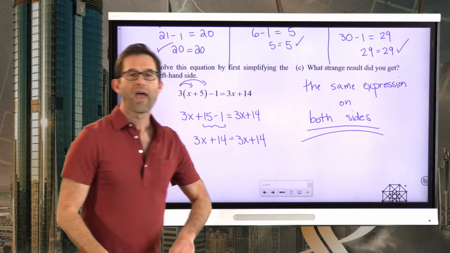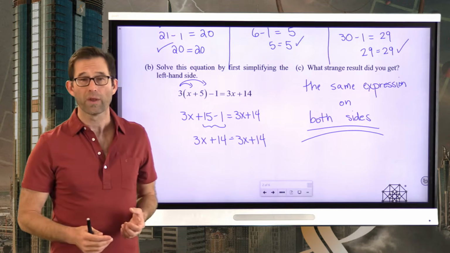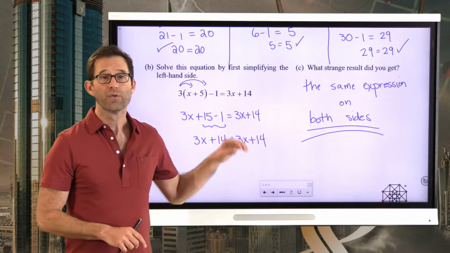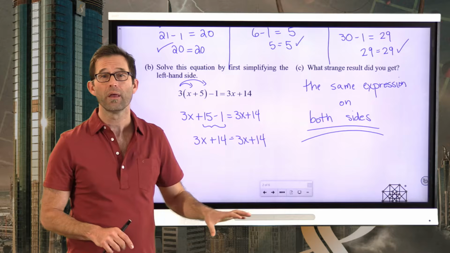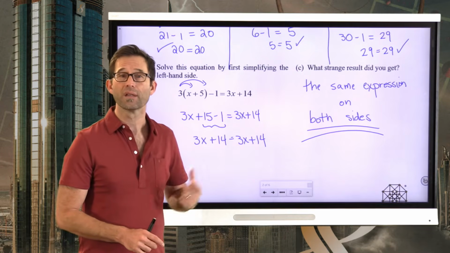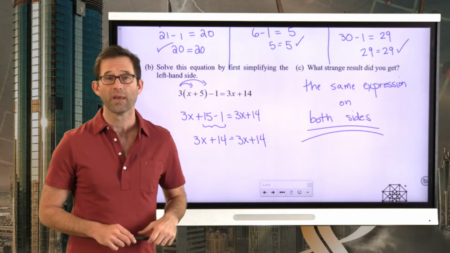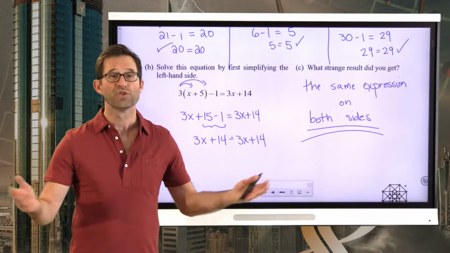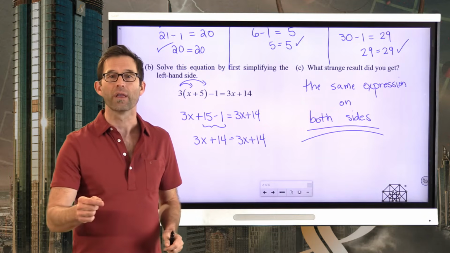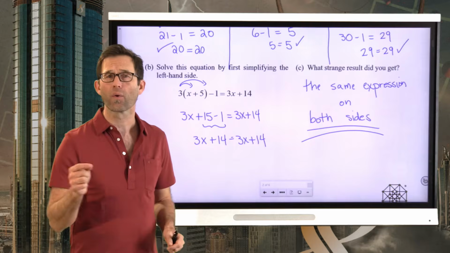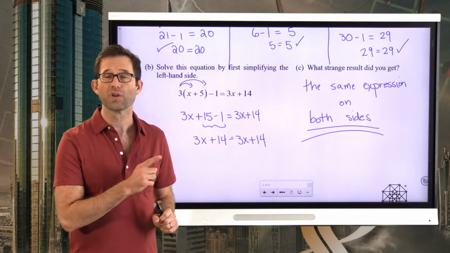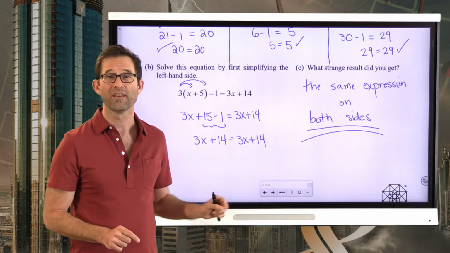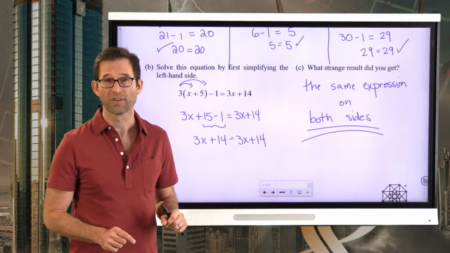All right? Anytime when you manipulate an equation and you end up with something like 3x plus 14 equals 3x plus 14, or 2x minus 1 equals 2x minus 1, something that looks identical on one side as it does on the other, that is known as an identity. And identities have an infinite number of solutions, meaning that every value of x or y or whatever the variable is a solution to this equation. Any value that you plug in for x will make 3x plus 14 equal to 3x plus 14.